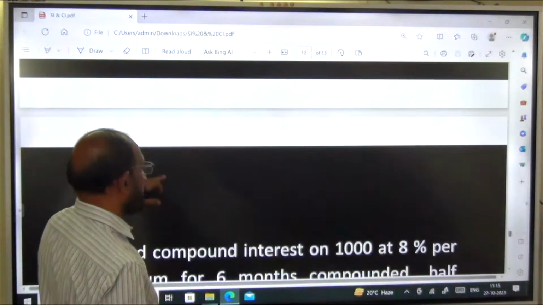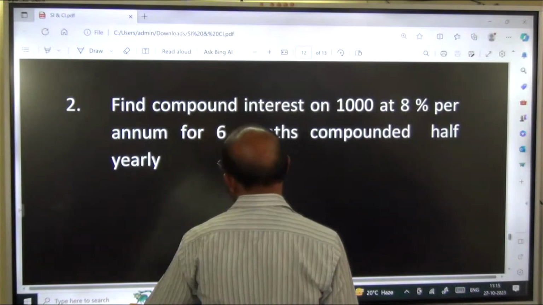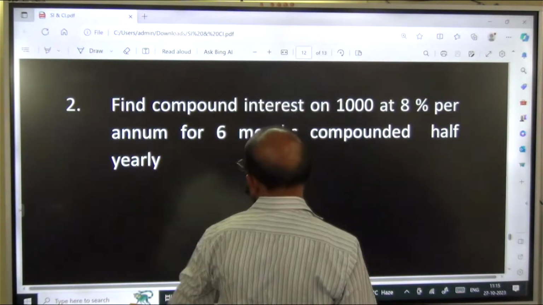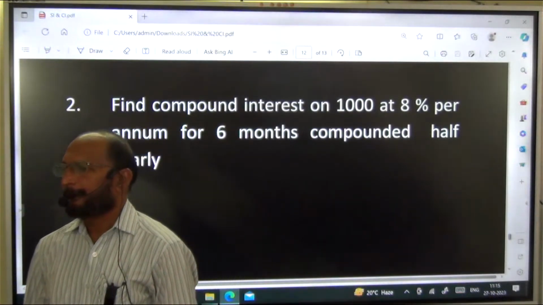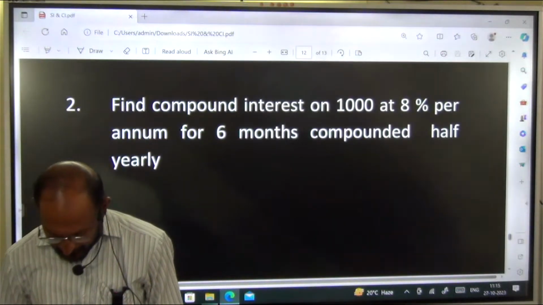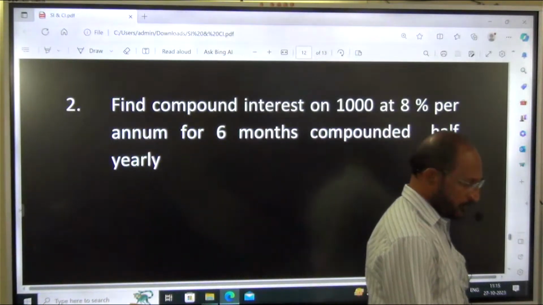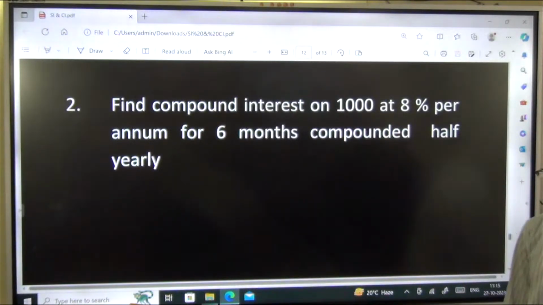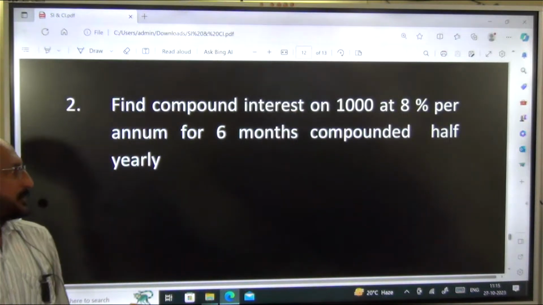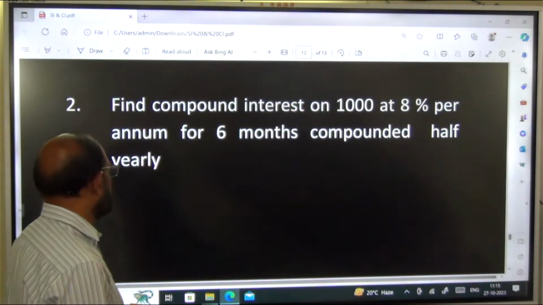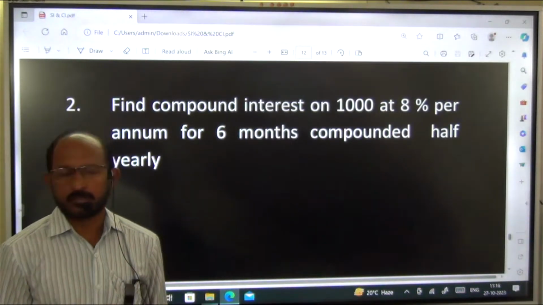Next. Find the compound interest on 1000 rupees at 8% per annum for 6 months, compounded half yearly. Same method. Can you do it and tell me the answer? Directly we can say the answer. Tell me the answers.